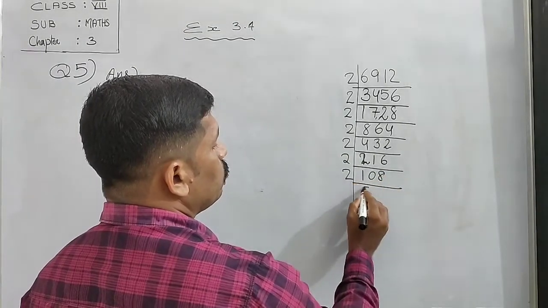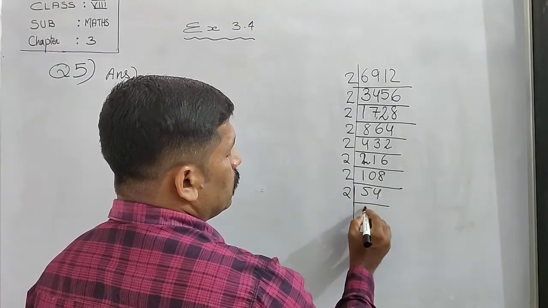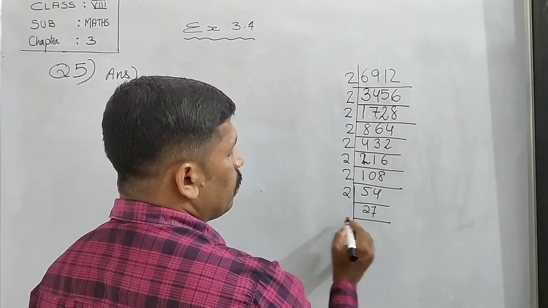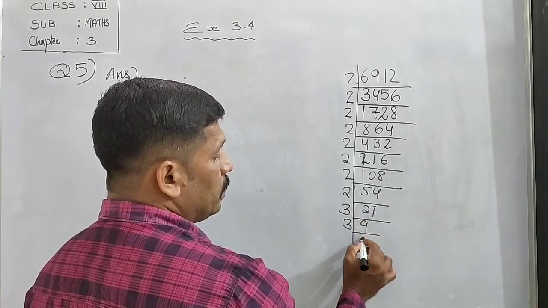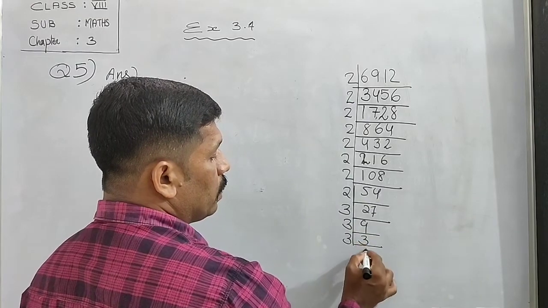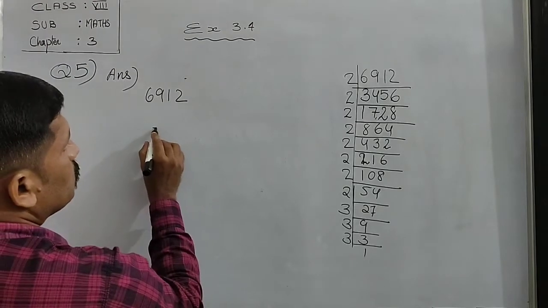Again we factorize 54 by 2. Next we factorize 27. Then we cannot factorize by 2, so we factorize by 3: 3 9s are 27, 3 3s are 9, and 3 1s are 3. So these are the factors of these numbers. So I am going to write these factors here.